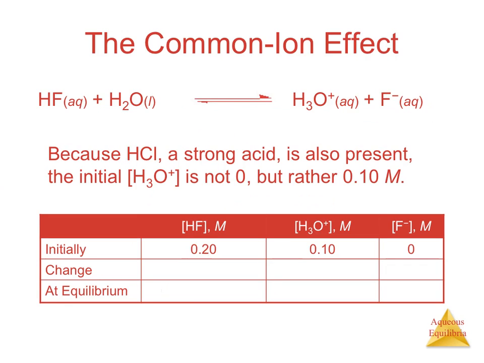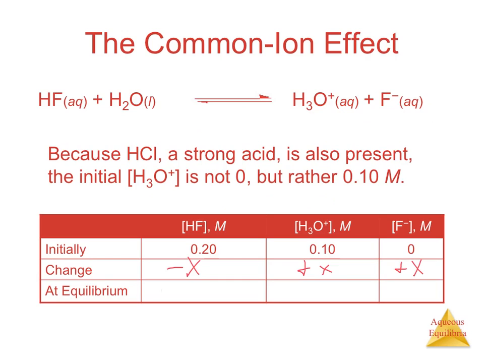Okay, so I have my initial concentrations here. I have my 0.2 molar HF, and I have my 0.1 molar acid, and at this time I don't have any ionized F minus. So now we're going to get some changes going on. I'm going to lose some HF, I don't know how much. I'm calling it X. I'm going to gain some X, and I'm going to gain some F minus.